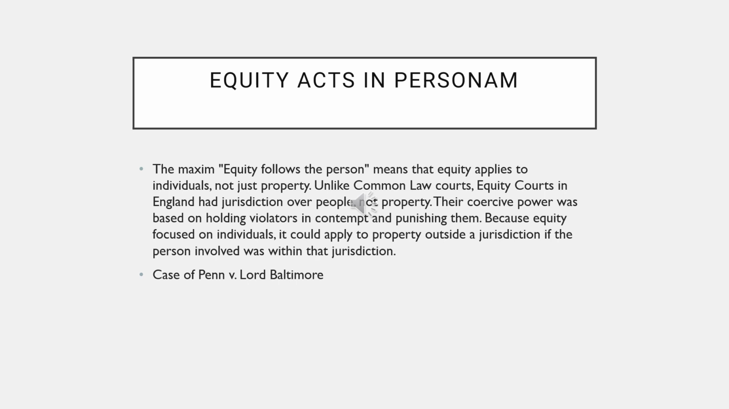Since the law of equity was applicable to the person and not to the property, it could also apply to the property outside the jurisdiction, provided that the person was within the jurisdiction. So in this case of Penn versus Lord Baltimore, an order of a specific performance was made for the plaintiff who brought a boundary dispute case to an English court. Yet the land was situated where? The land was situated in Maryland, USA. The jurisdiction of the court was applicable to the parties as they both were English and lived in England.